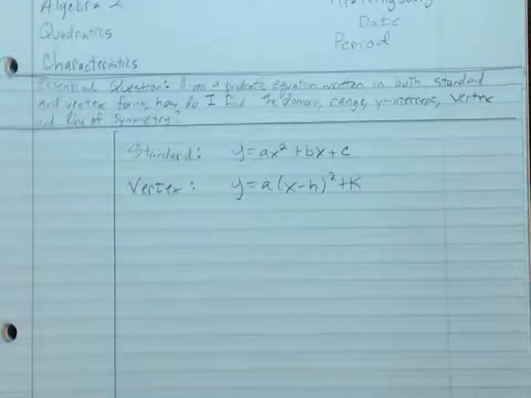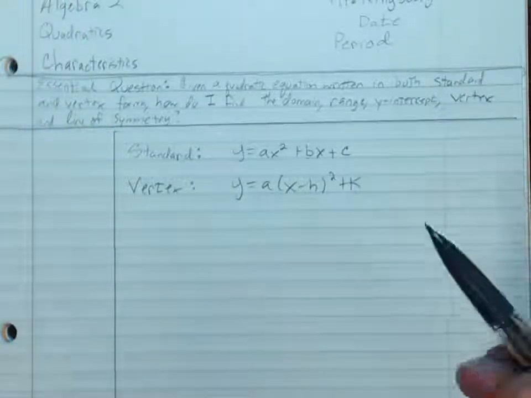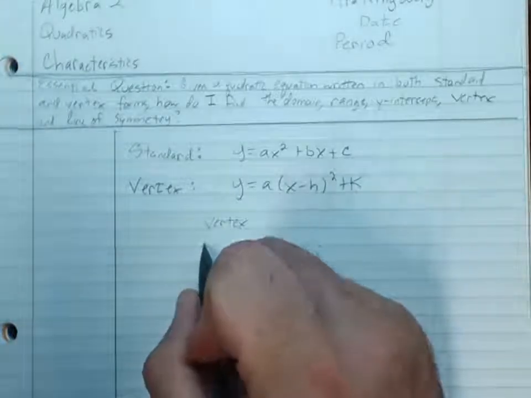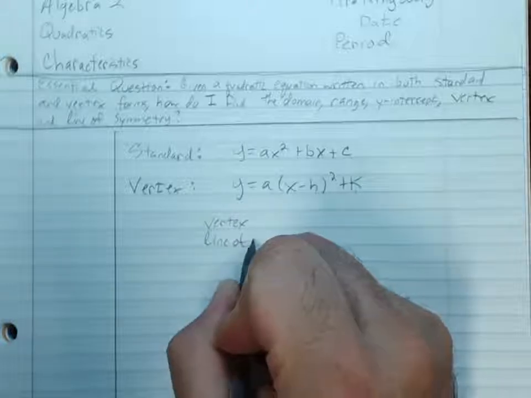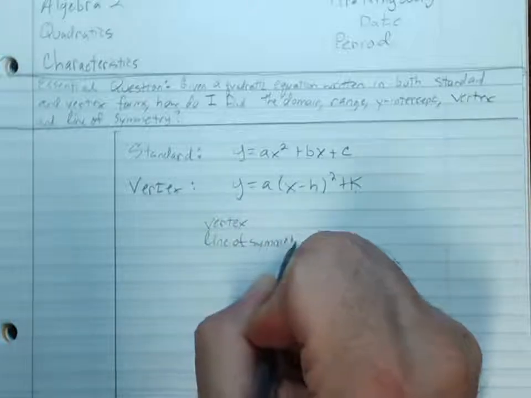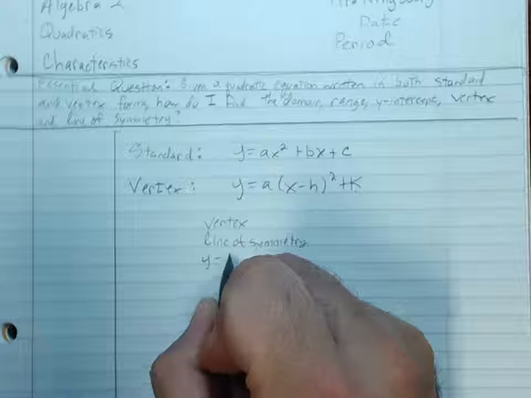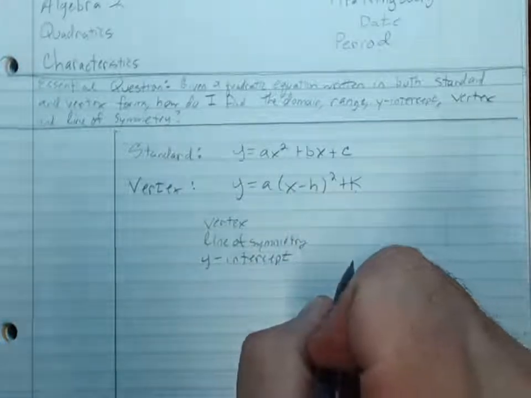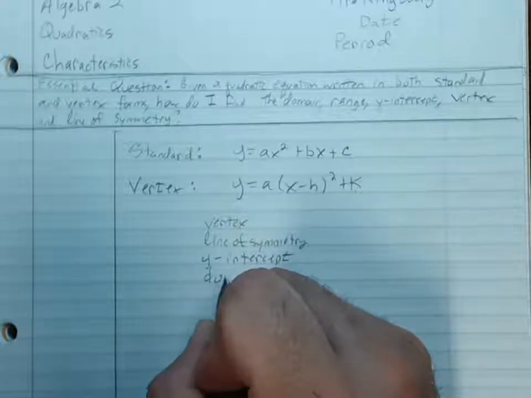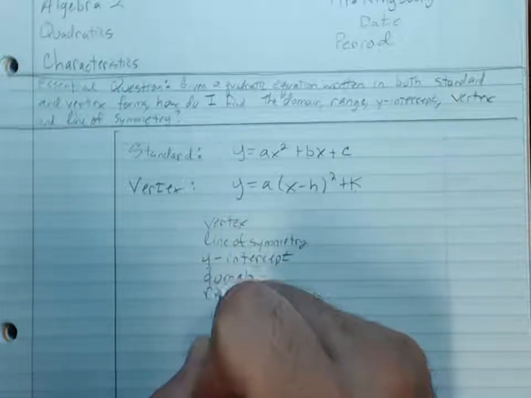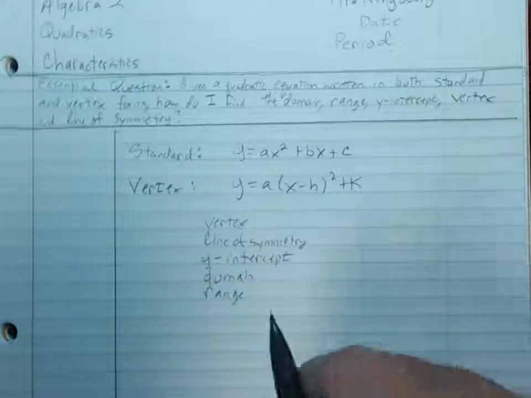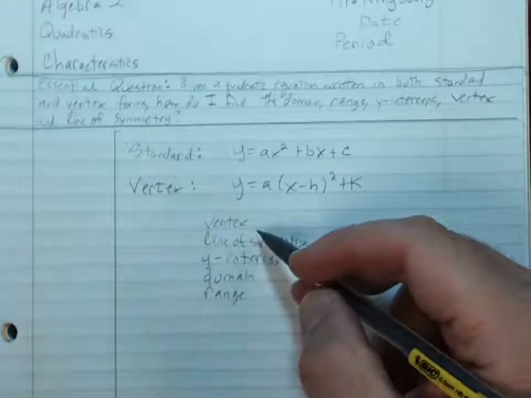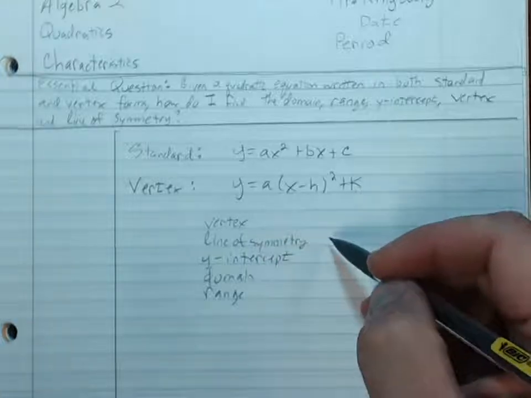So let me see if I can show you all those things. In fact, let's just list them out. So we need the vertex, I think was one. The line of symmetry. We've got the y-intercept. Domain. Range. I think that about covers it. Oh, and also we're going to want to identify if the vertex is a maximum or minimum.